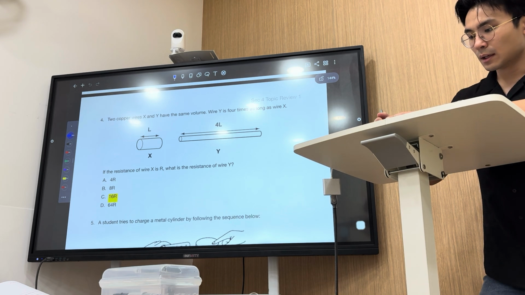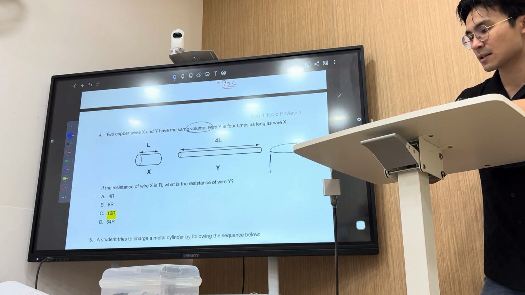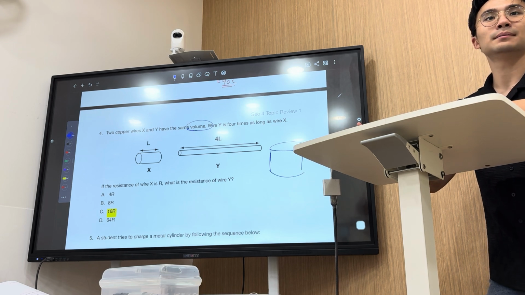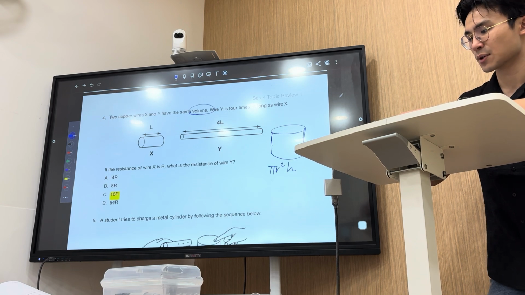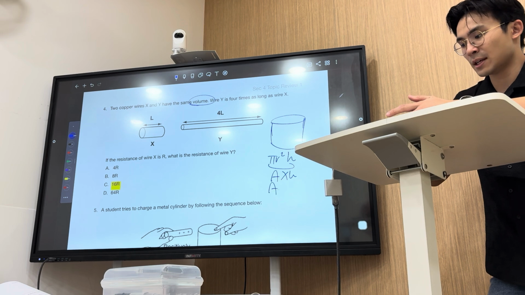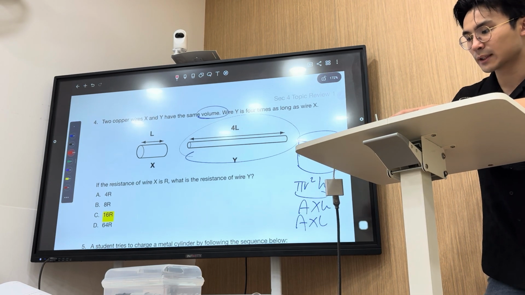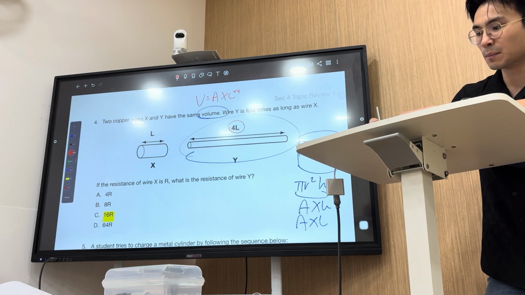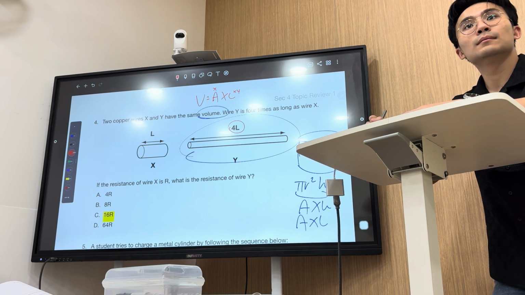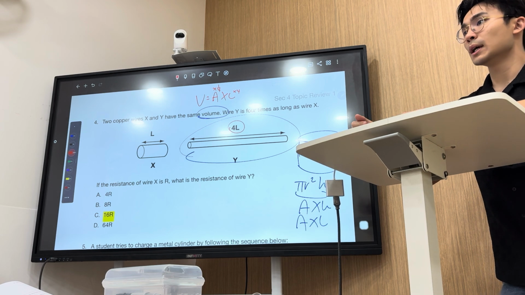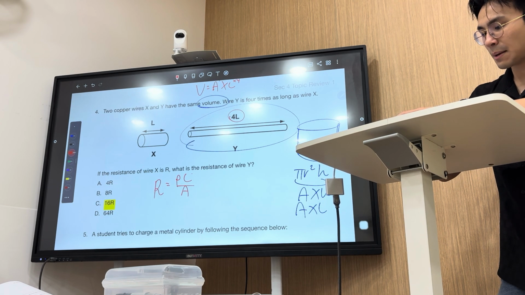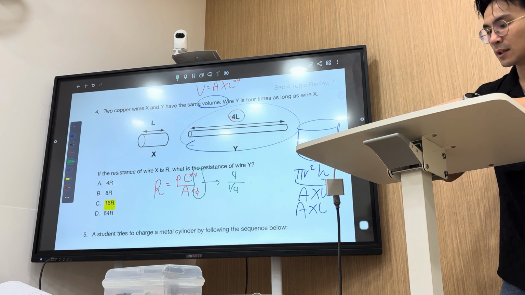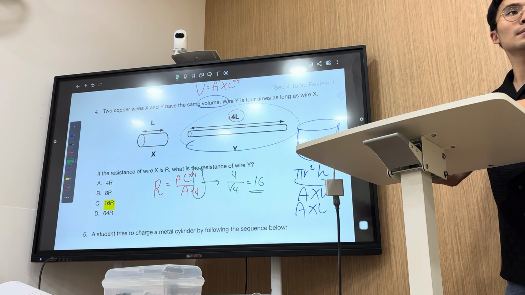Question 4. If you have the same volume, can you tell me what the volume of a cylinder is? This is math. Pi r square h. Fair enough, it is indeed pi r square h. Alternatively, you can also see it as area times height, or area times length in the case of a wire. So if you have 4 times the length, your volume is A times L. If this is times 4, then your area is times what? A quarter, 1 over 4, because they are inversely related. If you want to calculate resistance, that's rho L over A. Your length times 4, area times 1/4. If you isolate the multiple, 4 over 1 over 4 gives you 16. Are we clear?